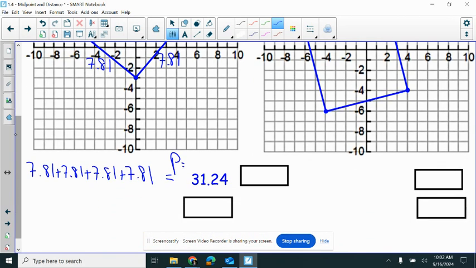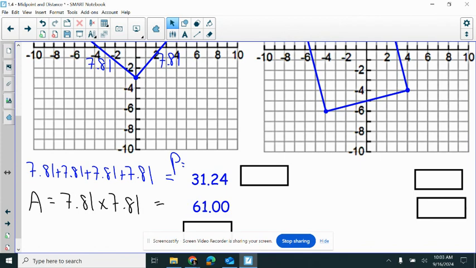To find area of a square, you just multiply two sides together, or you can square one side. Both ways would give you the same answer. So I just do 7.81 times 7.81. This is for my area, and that would give me 61.00 if you round to the nearest hundredth.